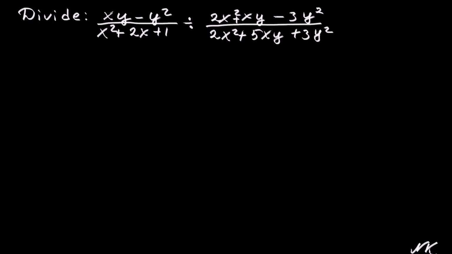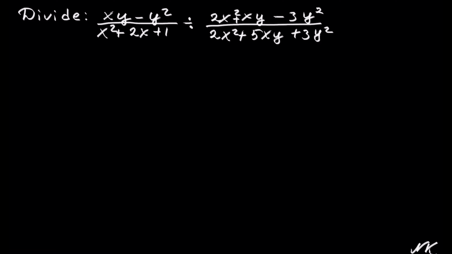Hello, here we have to divide two fractions. The first one is xy minus y squared out of x squared plus 2x plus 1, divided by the second fraction, which is 2x squared plus xy minus 3y squared out of 2x squared plus 5xy plus 3y squared.